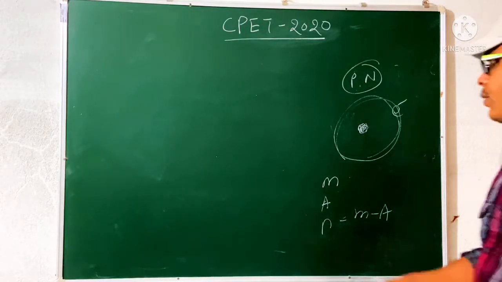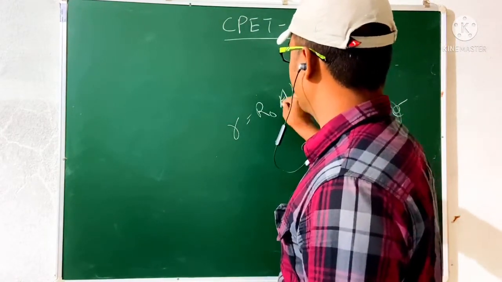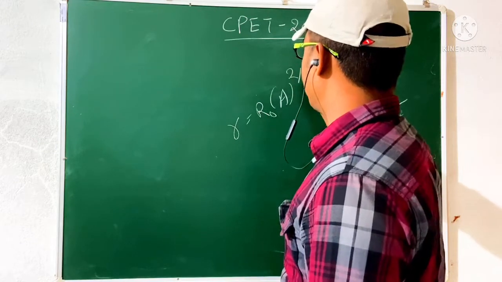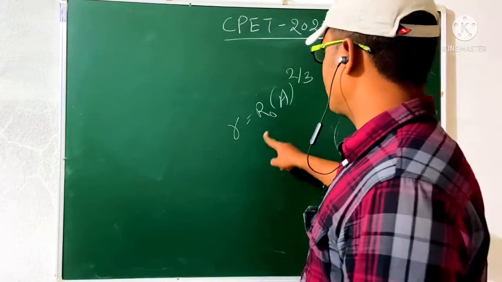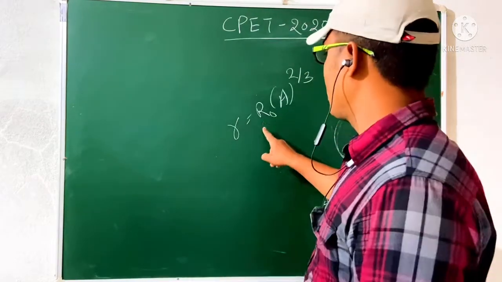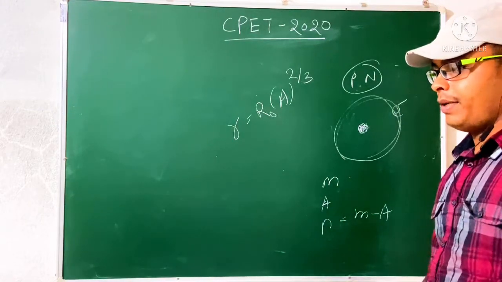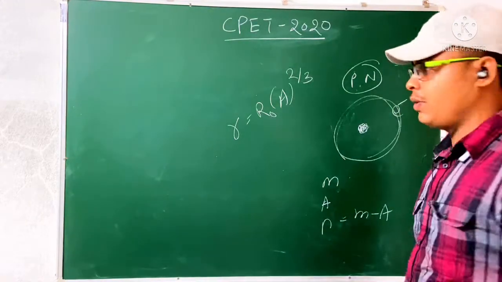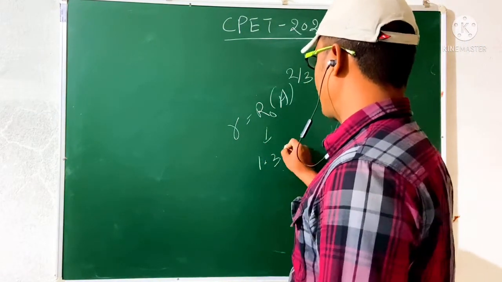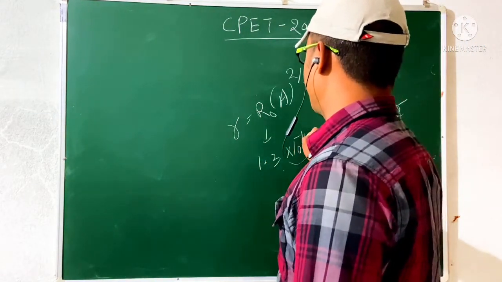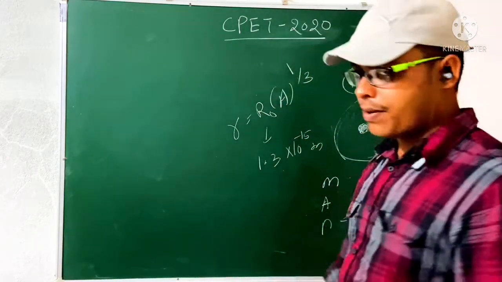I think r equals r0 into A to the power 1 by 3. Try to check this. A is your atomic number, and r0 I think is 1.3 fermi. So r0 is 1.3 fermi, that is 1.3 into 10 to the power minus 15 meter, and A is to the power 1 by 3.